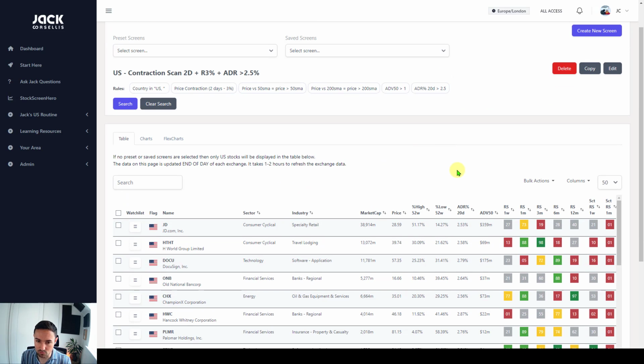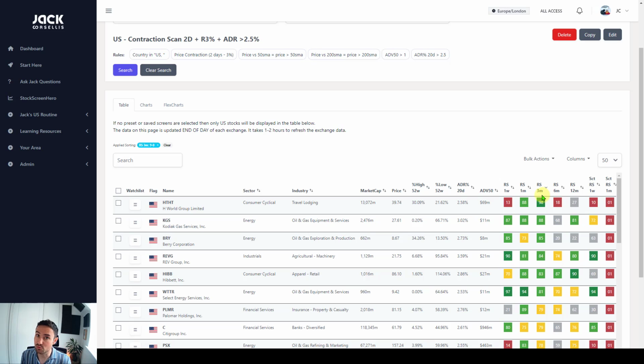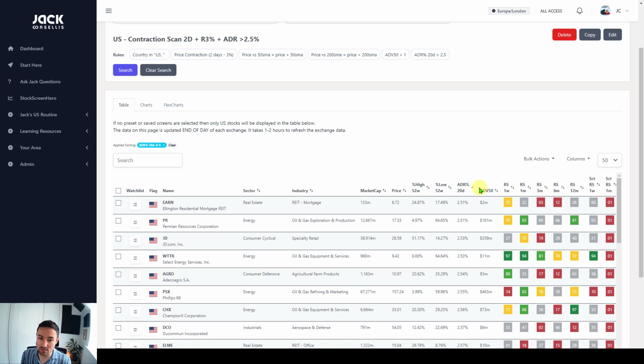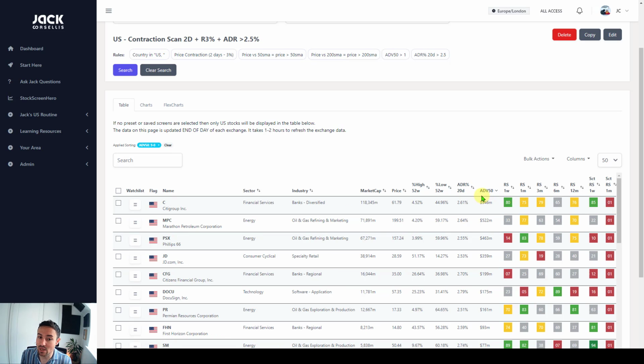We could then look at the results in different ways. We could select this here and we could go, okay, we want to look at the stocks displaying the highest relative strength on a 3-month basis. We could look at the stocks with the highest 20-day ADR percentage, so the quicker stocks first, or we could look at the most liquid stocks first by doing it on an average dollar volume over the last 50 days. So we'll do that.